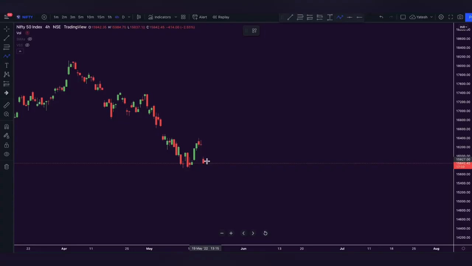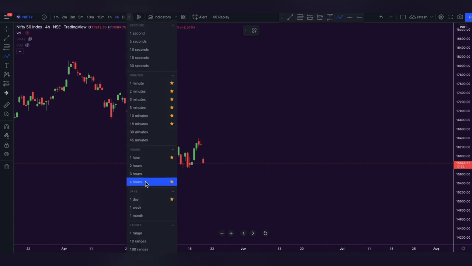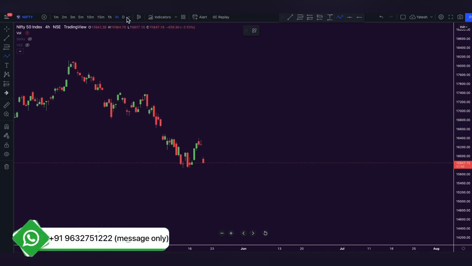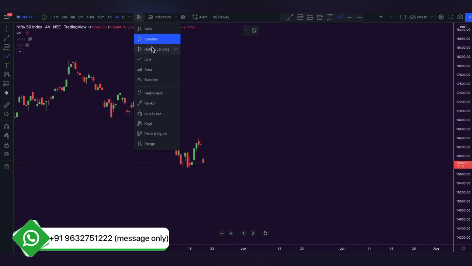Traders, what you're seeing right now is a chart of Nifty 50. I have chosen the 4 hour time frame. The candlestick pattern which you're seeing here is called the Japanese candlestick pattern. This one. This is the standard candlestick pattern everybody uses.